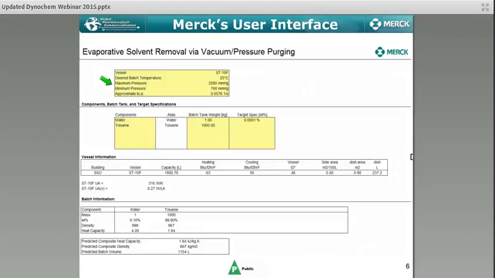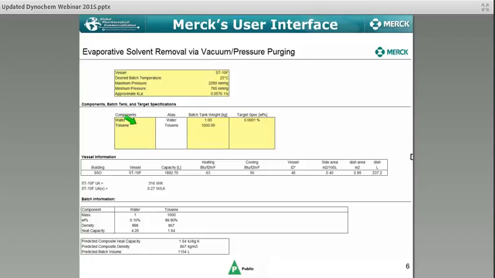The other section is down here, where you're providing information around the components that are present in your system. Again, this is a toluene-water system. And again, this has drop-down selectable components. So we have an extensive solvent database, so a user doesn't have to go around and track down relevant parameters.